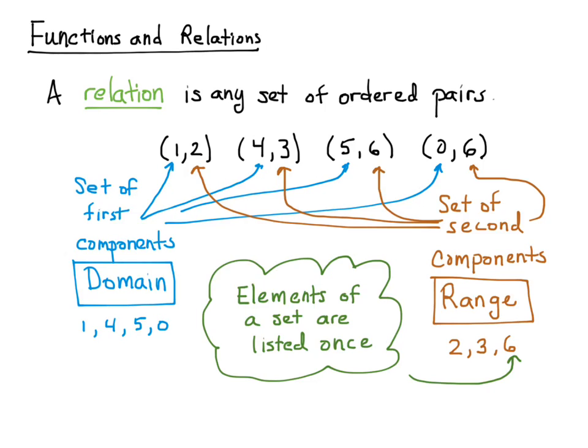If my domain is the set of car models, and I say Accord, you would say Honda, or F100, you'd say Ford. So relations basically just make some sort of association between two components. The first one is the domain, usually thought of as the input of a function or of a relation, and the range is what it's associated with, which is more or less the output.